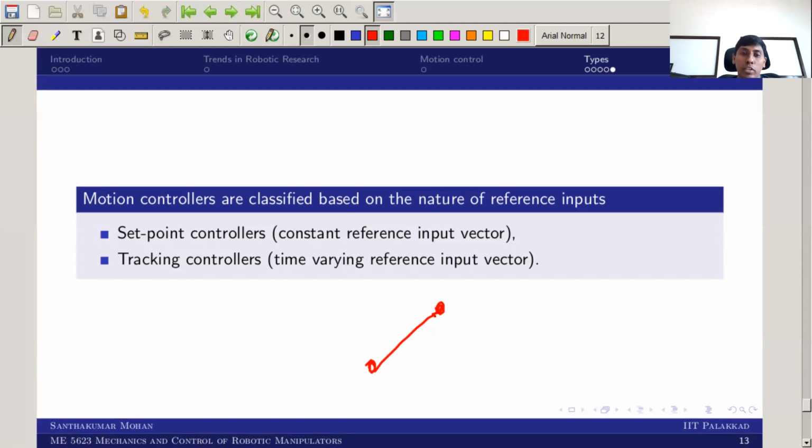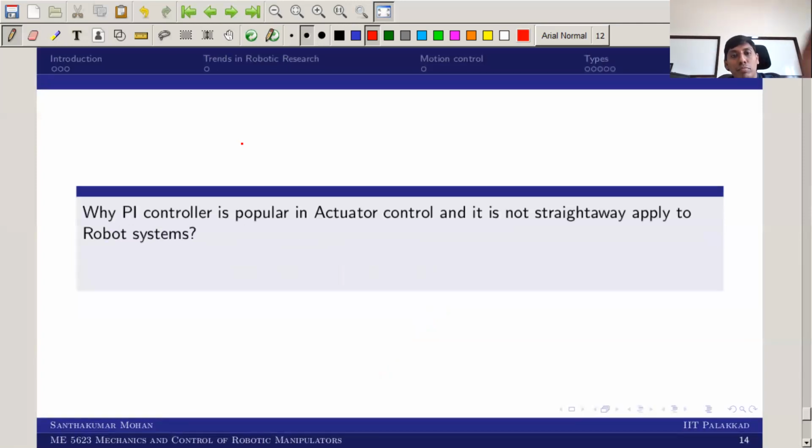So the tracking control we sometimes call servo control, and the set point control we sometimes call regulation control. So these are based on the reference input. But I already told you we have some concerns, right? So what are the concerns that we can discuss? One of the concerns is what you can see here.